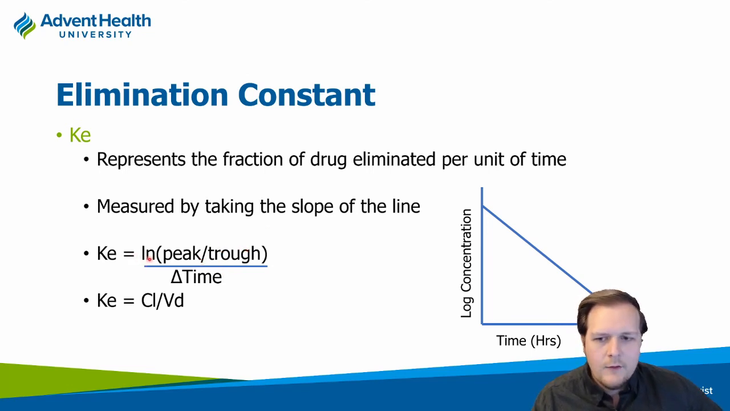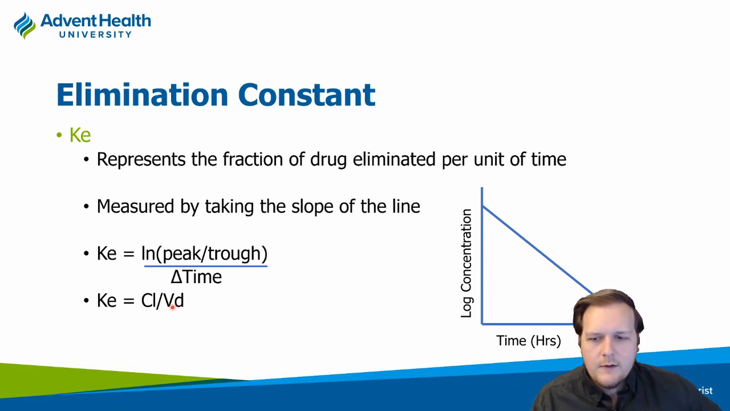Another way to look at this, though, is that KE is equal to your clearance divided by your volume of distribution. So this is a little bit more clinically useful because now you can think about, okay, if my clearance goes down, what happens to my KE, right? So maybe it was 15% before, but now it's gone down to like 10%. You can now see that you're going to be eliminating 10% of that drug per hour as opposed to 15% before. That can make big differences in your overall level of the drug.